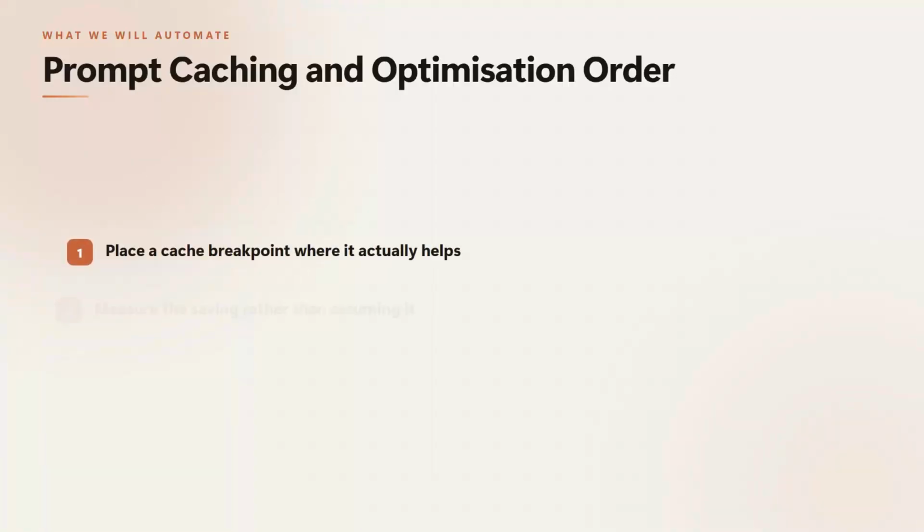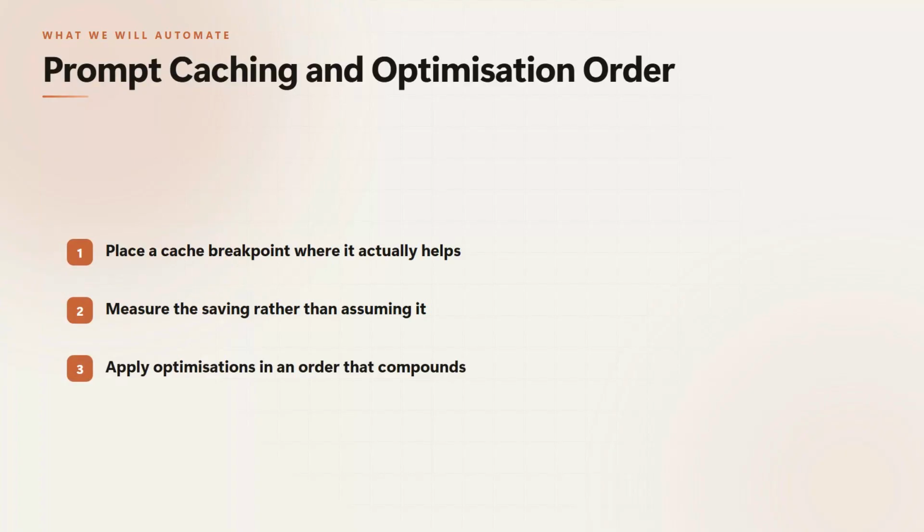We begin by placing a cache breakpoint exactly where it delivers real value, using the cache control directives to mark that point. Next, we measure the actual cost saving with the usage API instead of just guessing, so you can prove the impact. Then we apply optimizations in a compounding order, layering system instructions, prompt structure, and cache placements so each improvement builds on the last. This sequence ensures your prompt caching strategy is both intentional and verifiable, and you walk away with a repeatable method you can apply to any high-volume prompt workflow.